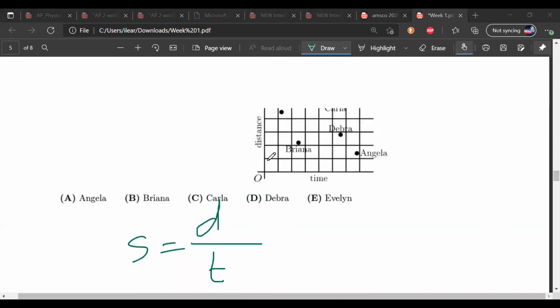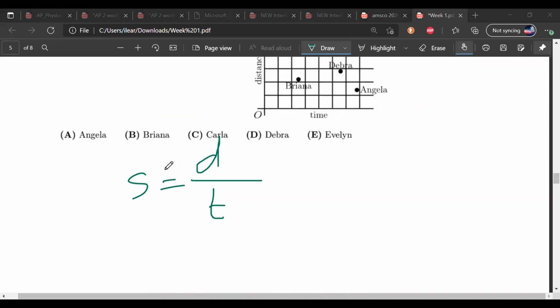Yeah, so it looks like most people agree on the answer, so let's check. Speed is equal to distance over time. So what we want to do is that speed and distance are directly proportional, which means that if distance becomes greater, then speed becomes greater. For example, if distance would be equal to 5d, then speed would be equal to 5s.